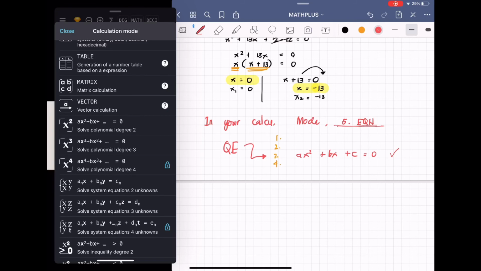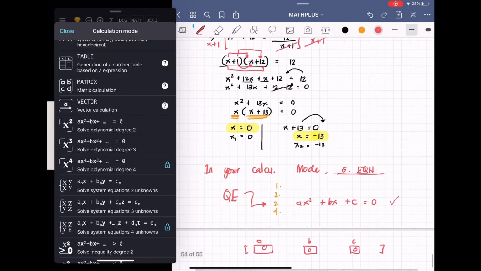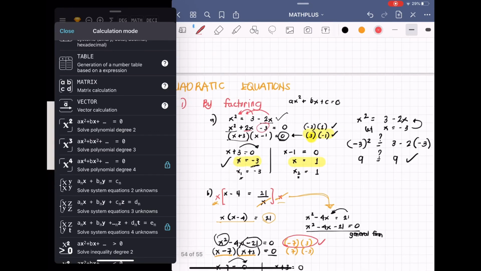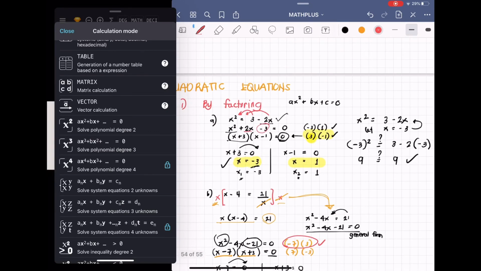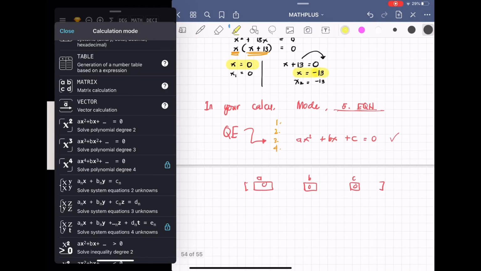After pressing 3, it will show you a table which has A, B, C, and a row there that contains 0, 0, 0. This is where you will input your values. If you already have your quadratic equation, let's take the first one. Make sure that before you check it in your calculator, it should be in this form. So I'm going to take x squared plus 2x minus 3 equal to 0.